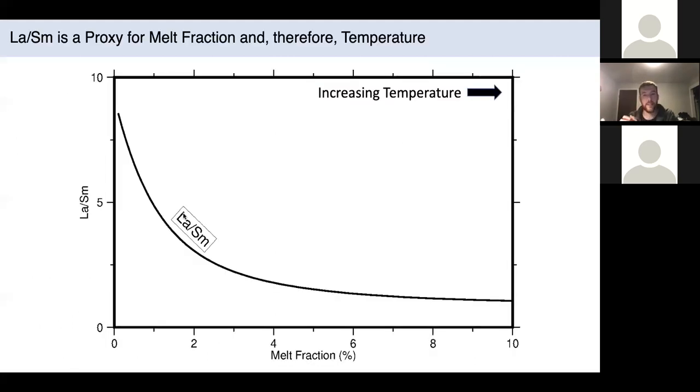What we're going to compare to seismic tomography is lanthanum over samarium. Lanthanum and samarium are both incompatible elements, but lanthanum is more incompatible than samarium during mantle melting. And so as melt fraction increases, lanthanum over samarium reduces. If we say that melt fraction is a function of mantle temperature, then we can say that lanthanum over samarium is a rough proxy for temperature.